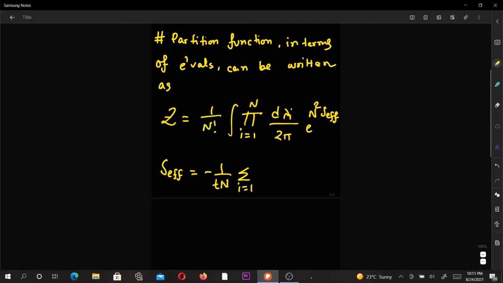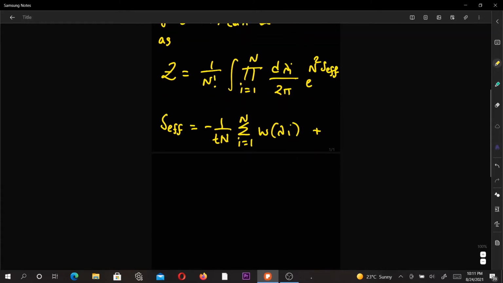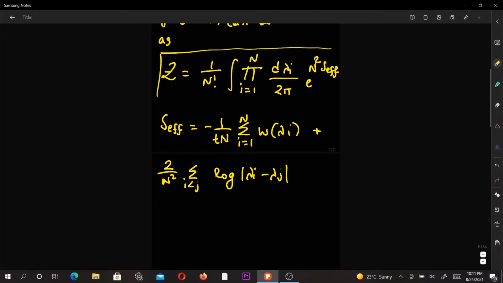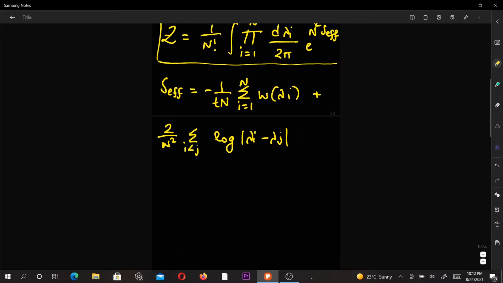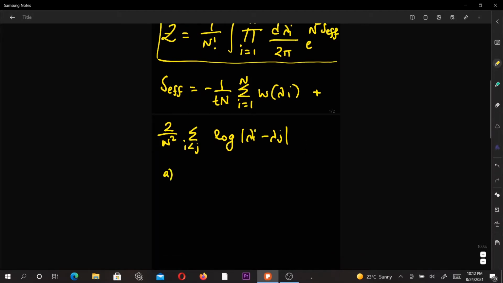Notice that we have replaced the coupling g_s by t over N. Let me explain this first. Okay, so we have written the action in a different way.